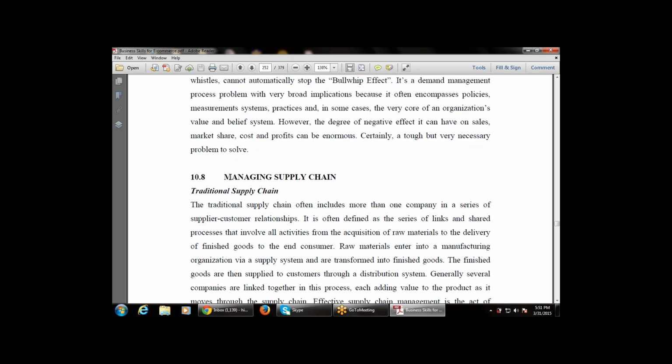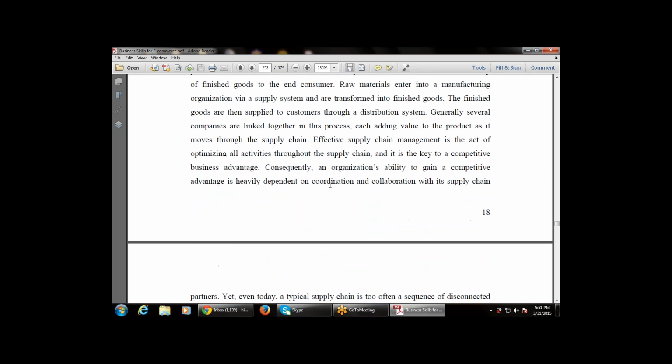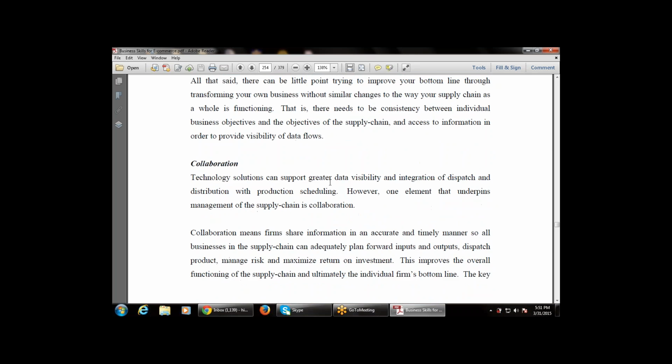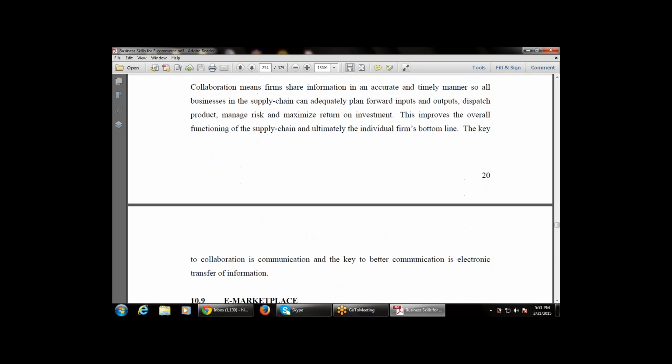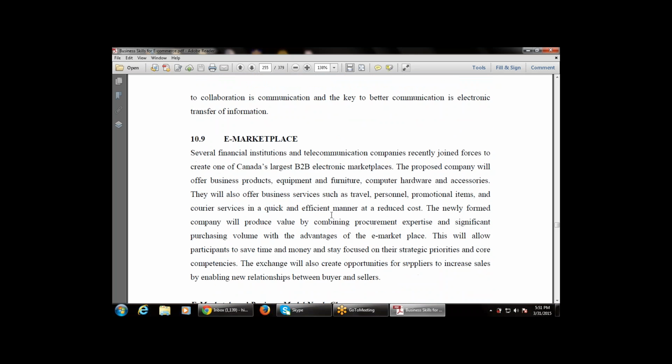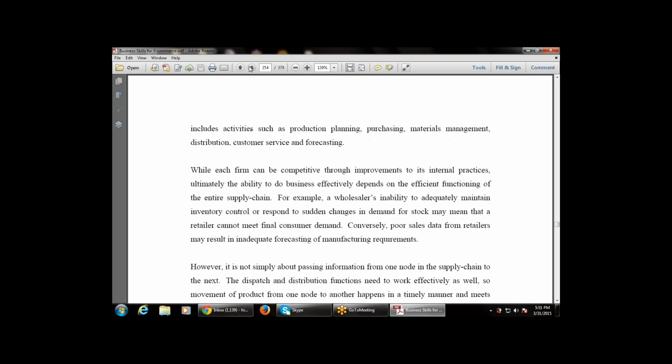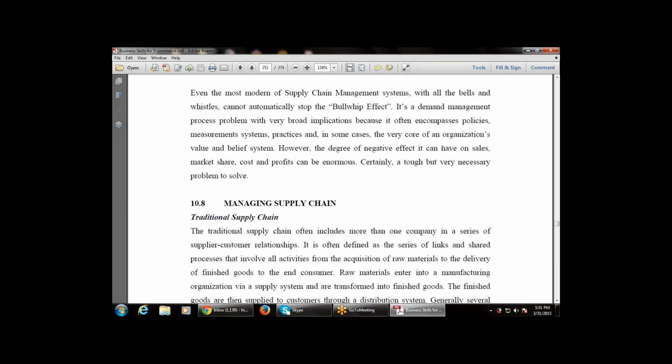Now, how to manage the supply chain? That is the next topic, that is managing the supply chain. So, how to manage means what are the various attributes, what are the various terms that are used for managing the supply chain. That is a topic that we will discuss in the next class.